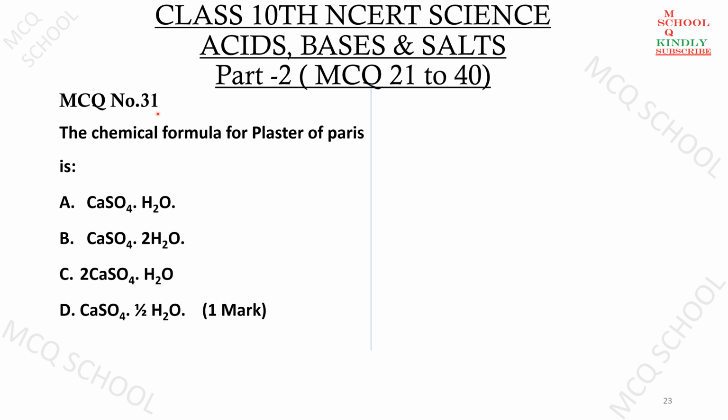MCQ number 31. The chemical formula for plaster of Paris is: A, calcium sulfate dot H2O, B, calcium sulfate dot 2 H2O, C, 2 calcium sulfate dot H2O, D, calcium sulfate dot half H2O. So what is the answer as per you?